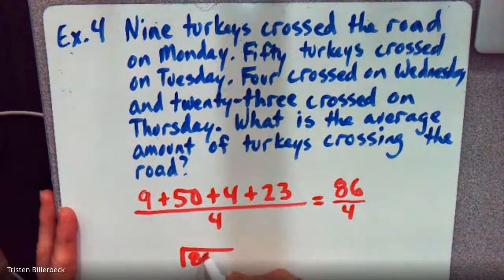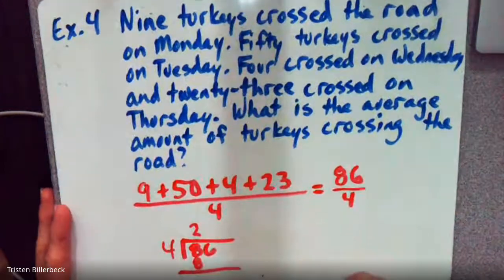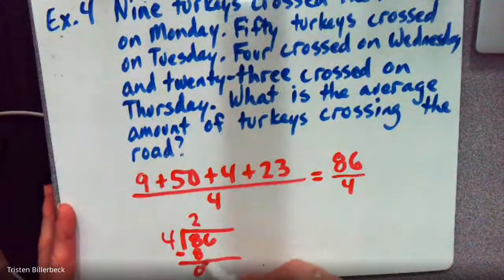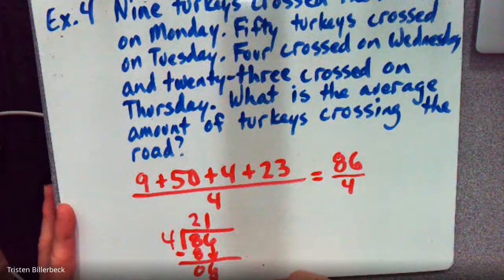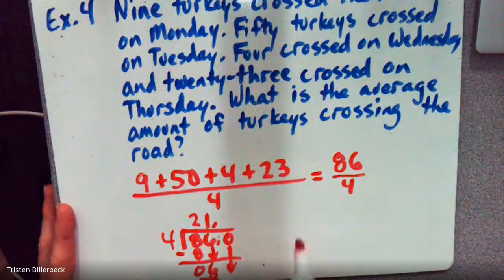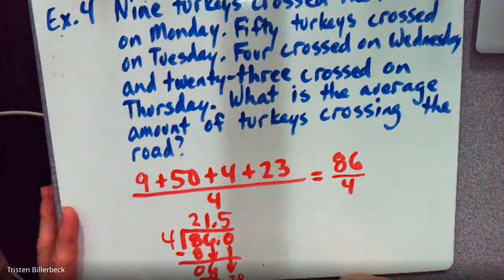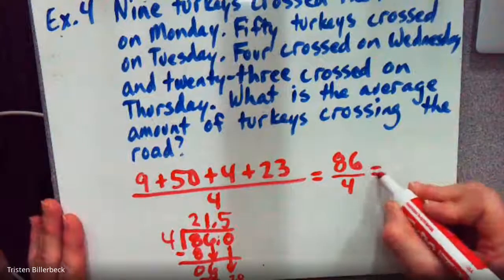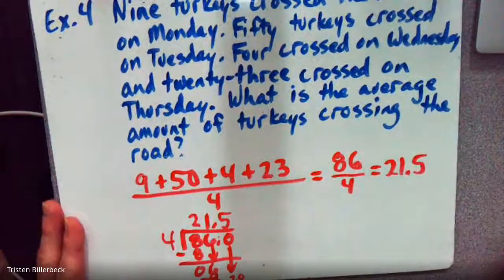Now, if we have 86 divided by 4, we have 2 here, which is 8. We subtract, we get 0, we drop the 6 down. We only have 1 4 in that. We drop that down, we get a 2, and we have to put a decimal here. We drop the 0 down. So this is a 20 down here, and then we see, oh, okay, so there's 5. So there's 21.5 turkeys. I don't think the turkeys would like being averaged to 21.5.